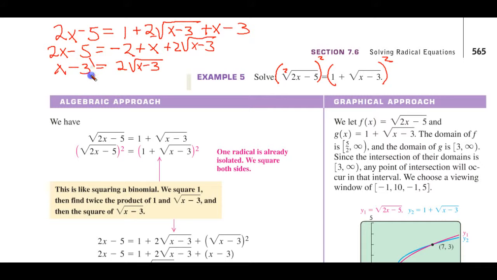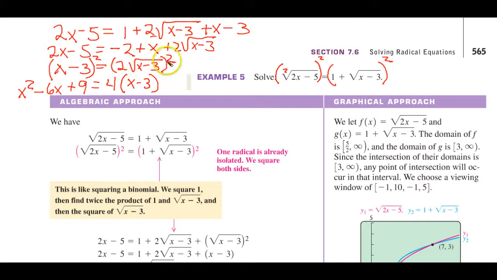Well, I have to square this side and square this side. So this I get x squared minus double that, 6x plus 9. That's a perfect square trinomial from chapter 5. And now this: I square that and I get a 4, and I square that and I just get x minus 3.